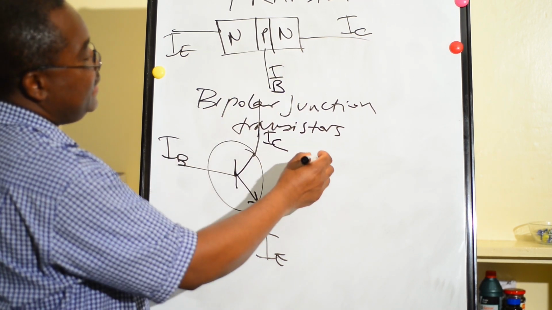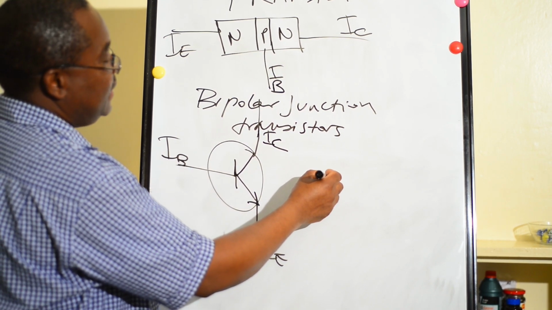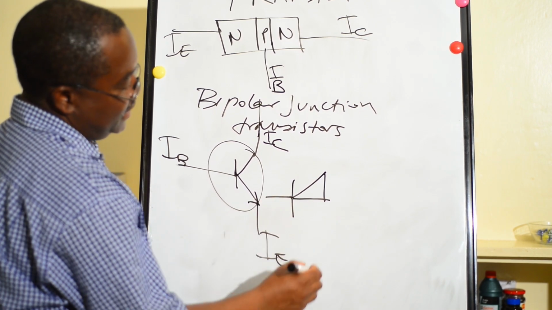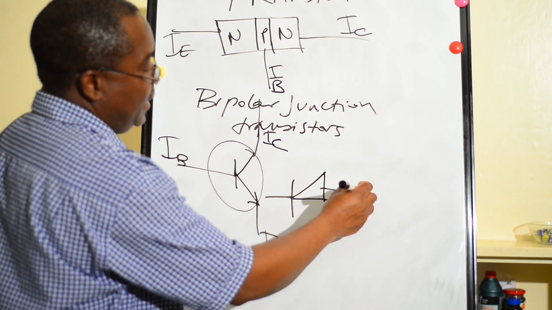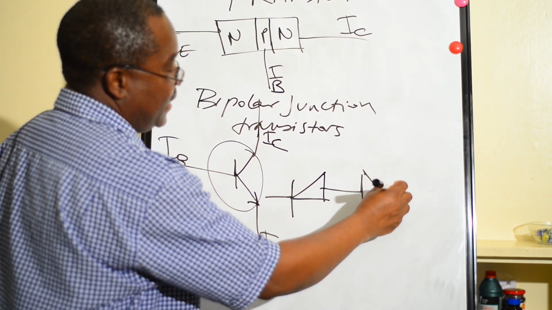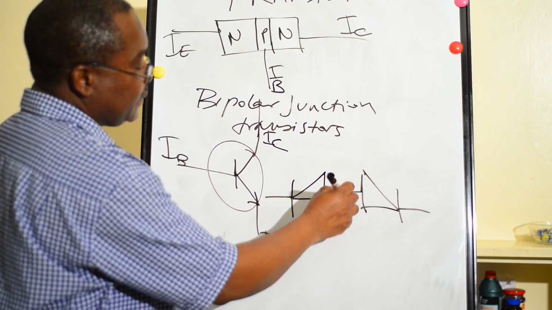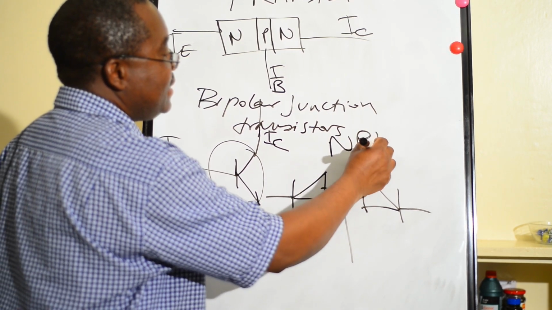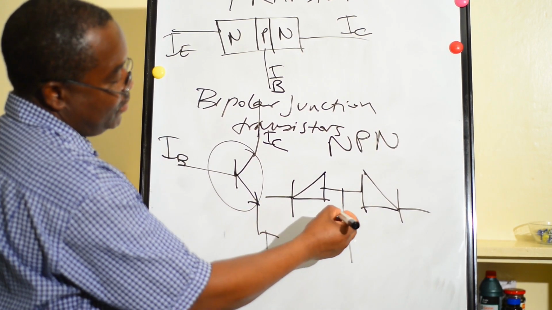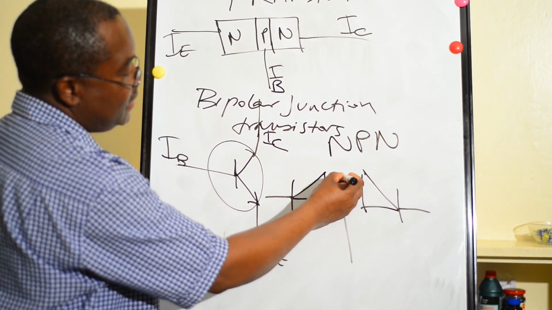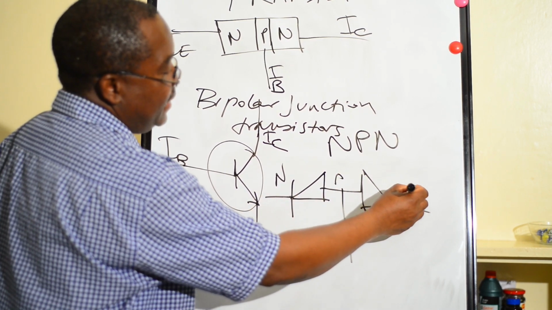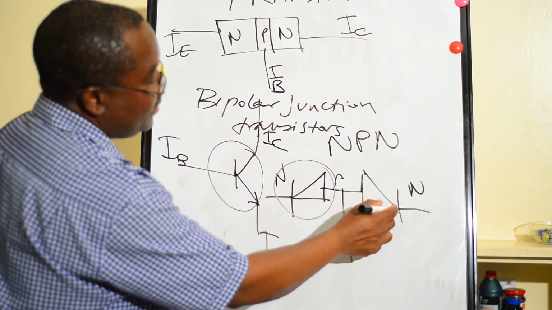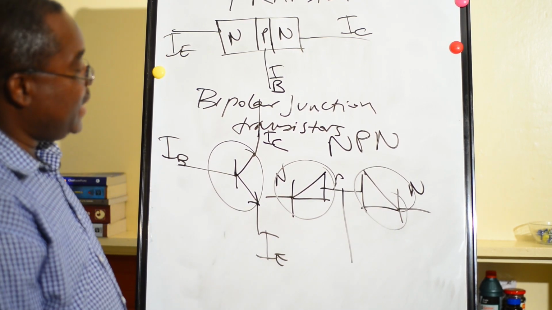P is in the positive direction. So this is our arrow, which is our diode, and also here is our arrow, which is our diode. The NPN transistor is like two diodes connected back to back, because this is P, this is N, this is N. It's like two diodes connected back to back.